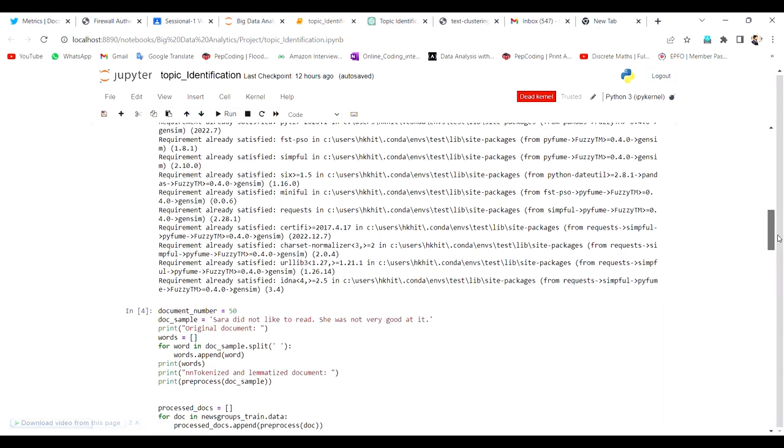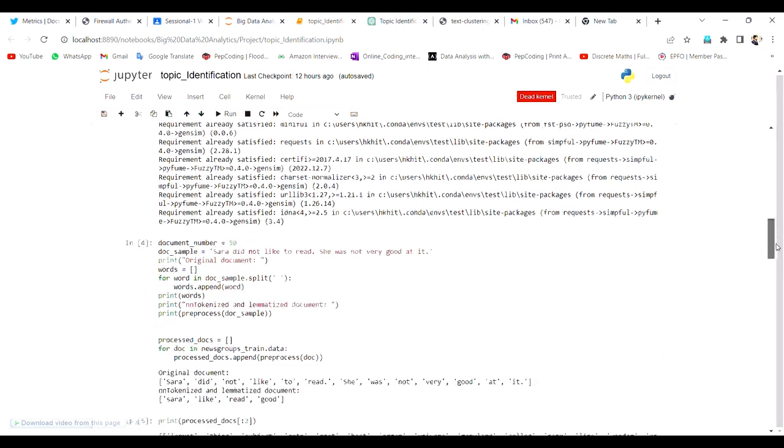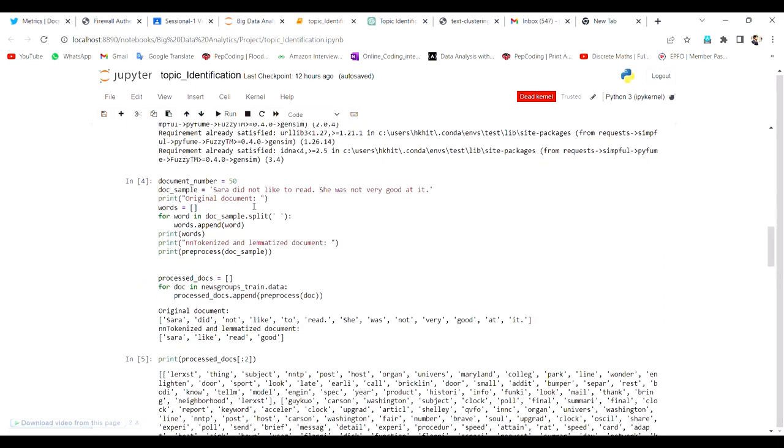After that, for understanding what the lemmatization and the preprocessing functions are doing, we have taken an example like: Sarah did not like to read. She was not very good at it.